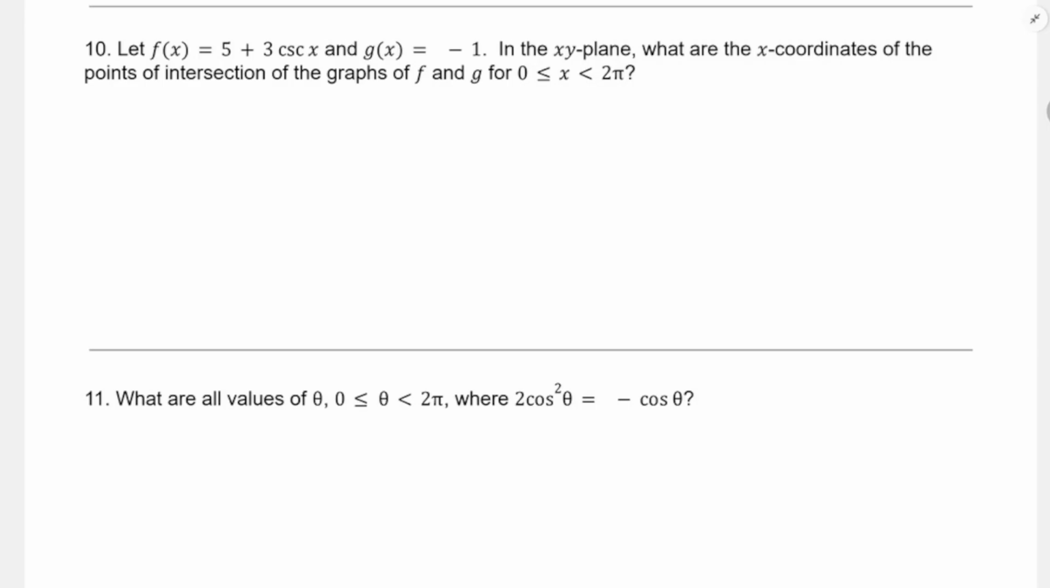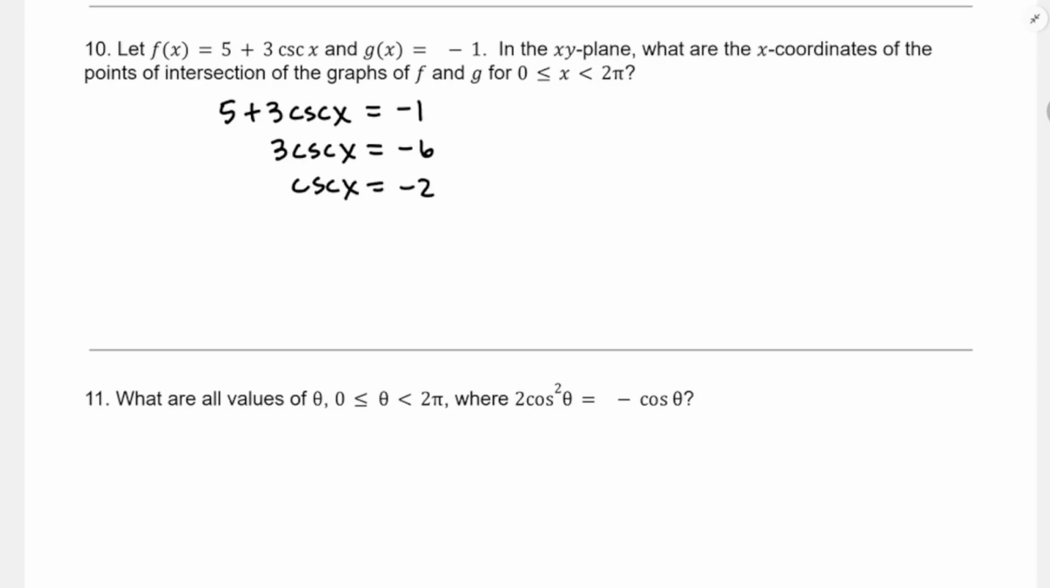Okay, there's just an intersection point problem, so I'm not sure why I put this one on here, but it wouldn't be bad practice. So we're going to set these two things equal to each other. We're looking on the interval 0 to 2 pi, so 3 cosecant x. I'm going to subtract 5 from both sides, divide both sides by 3.